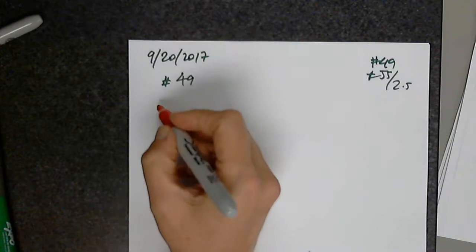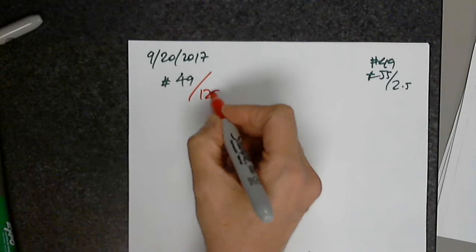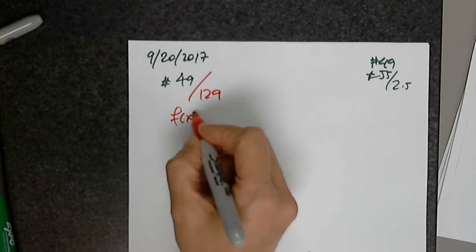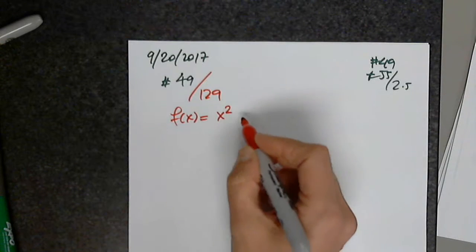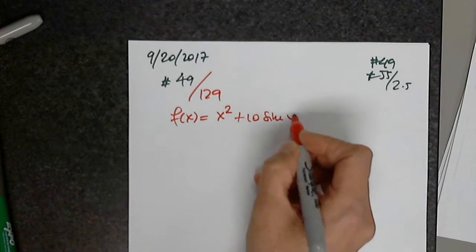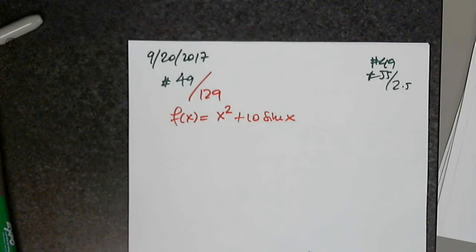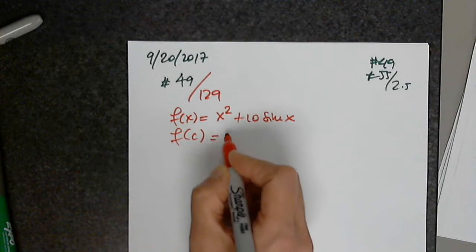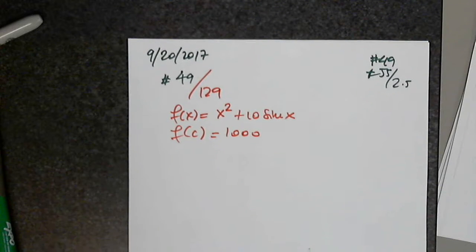49 on 2.5. So 49 on page 129. It says if f of x equals x squared plus 10 sine x, show that there is a number c such that f of c equals 1,000.